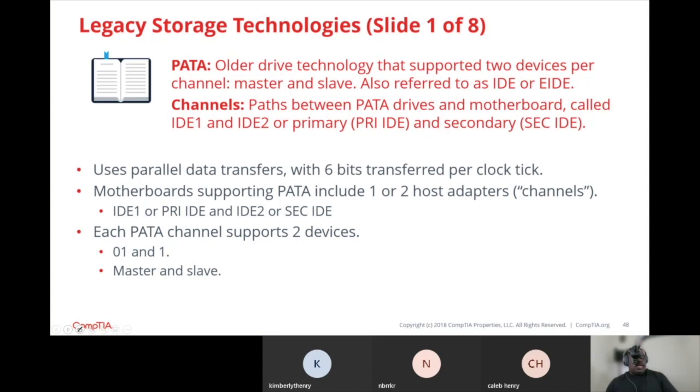So we talked about PATA, which is older drive technology. It stands for parallel ATA drive. Remember, I talked about the master and the slave, also referred to as IDE or EIDE. The paths between PATA drives and motherboards are called IDE1 and IDE2, the primary IDE and secondary IDE. It uses parallel data transfers with 16-bit transfer per clock tick.